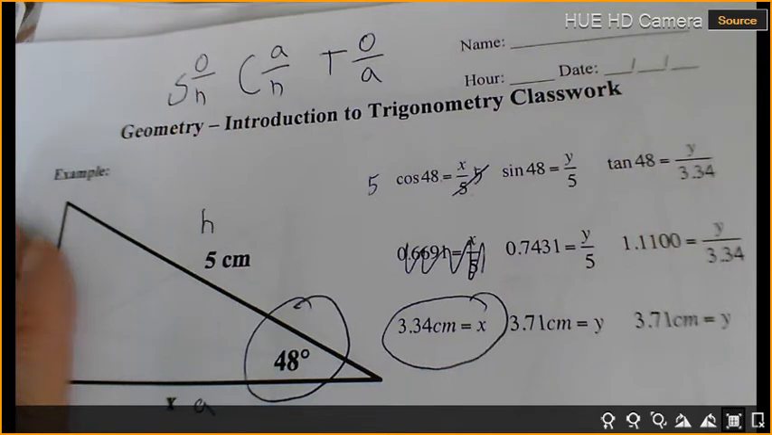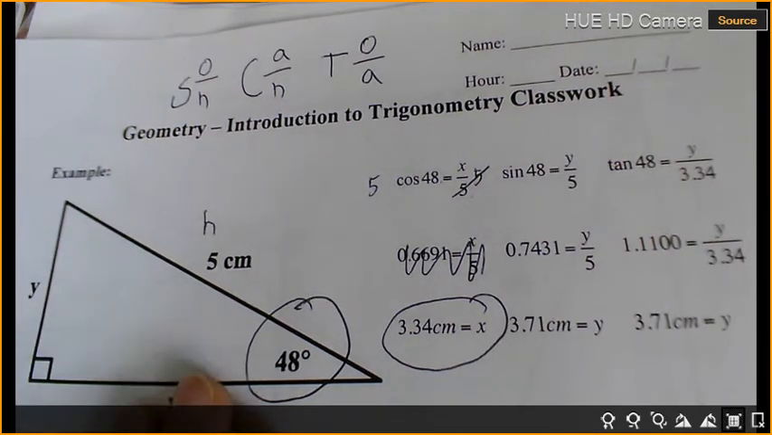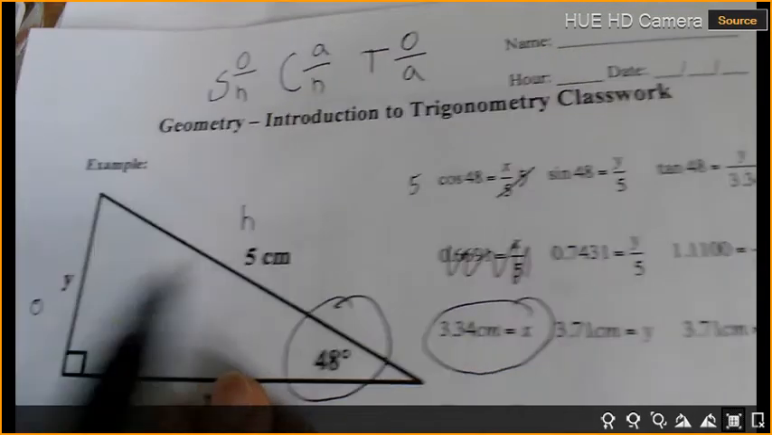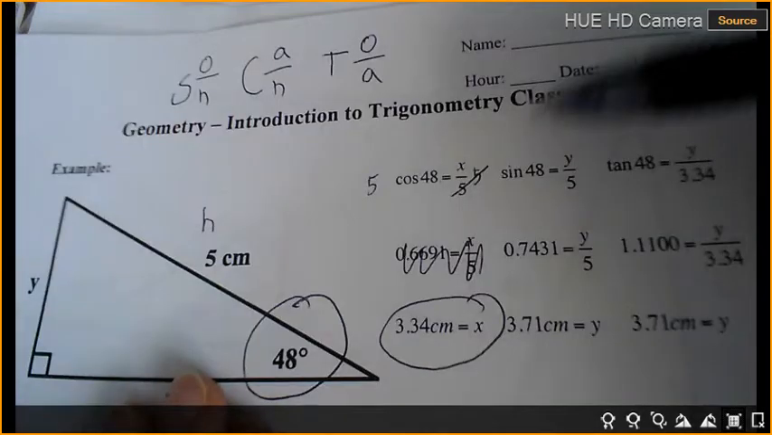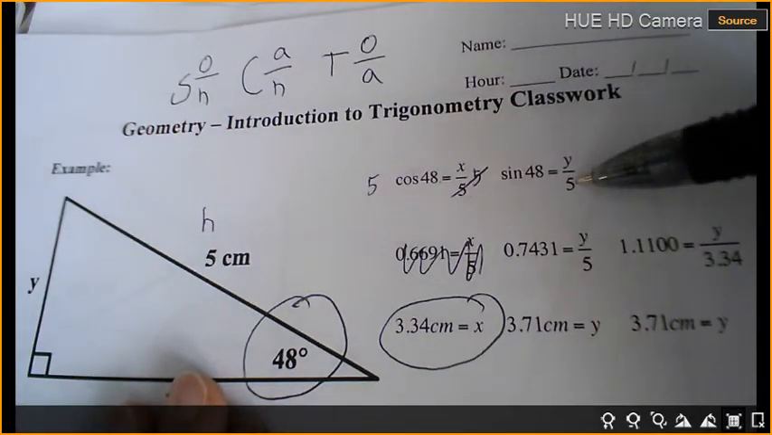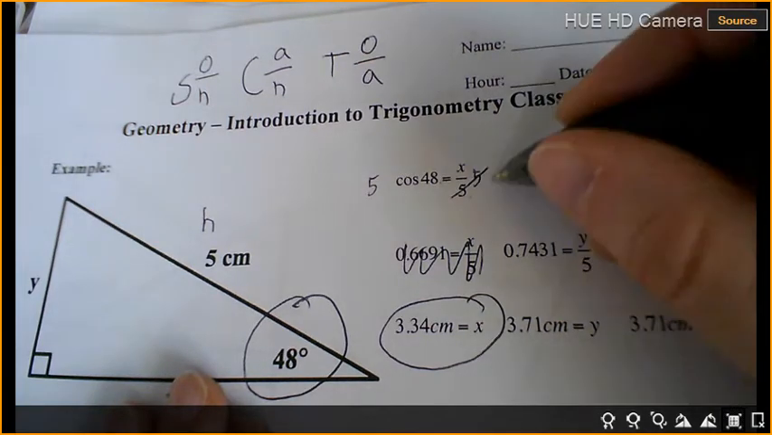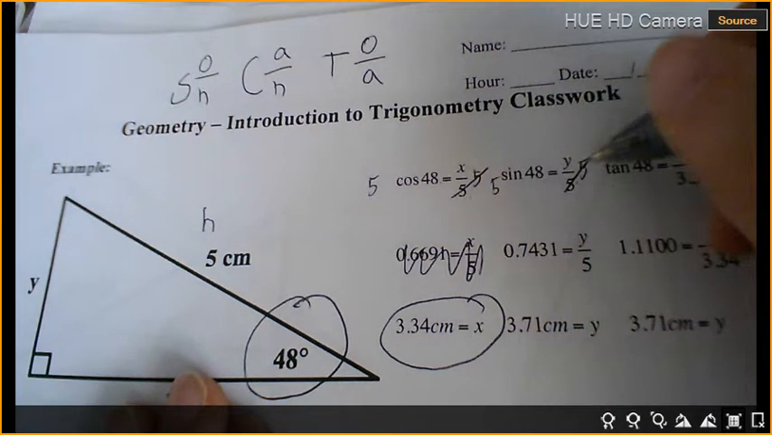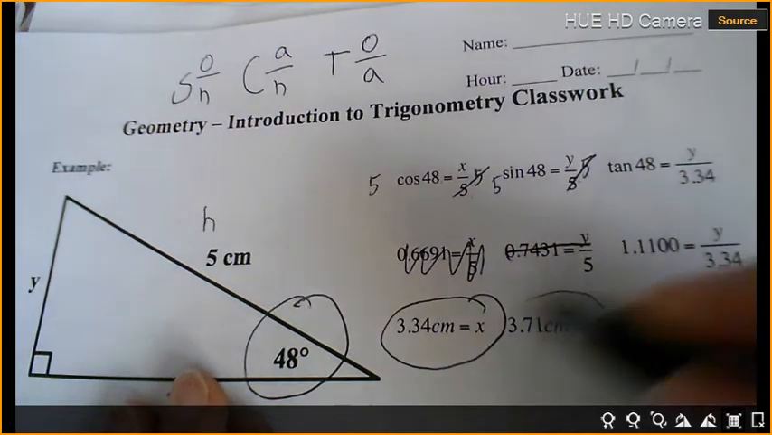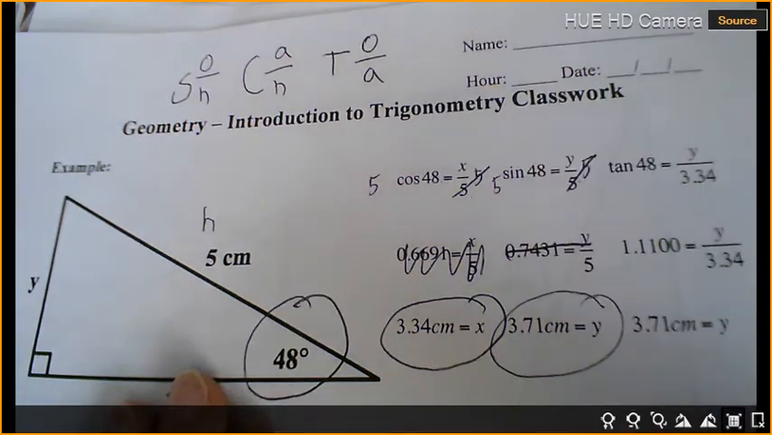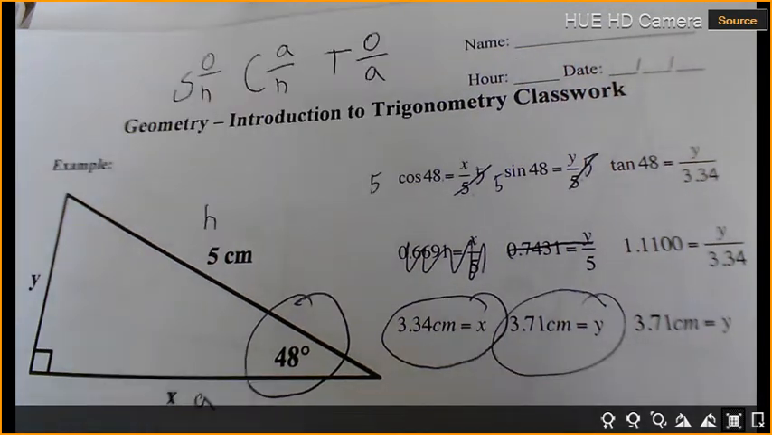And if we want to find y, we would use sine, because I've got opposite and hypotenuse. So we go sine of 48 equals y over 5. So then again, I would multiply both sides by 5 and skip this step again and get 3.71. You can use tangent to do it, but I wouldn't do it in that way.